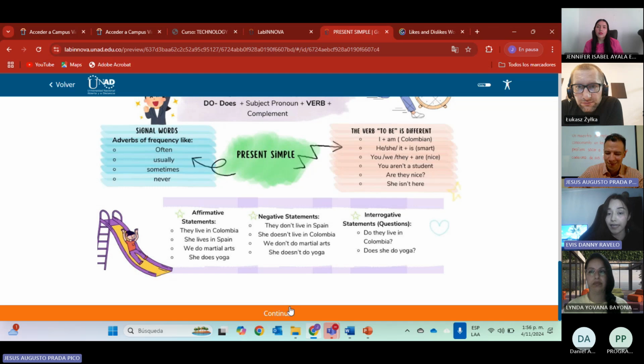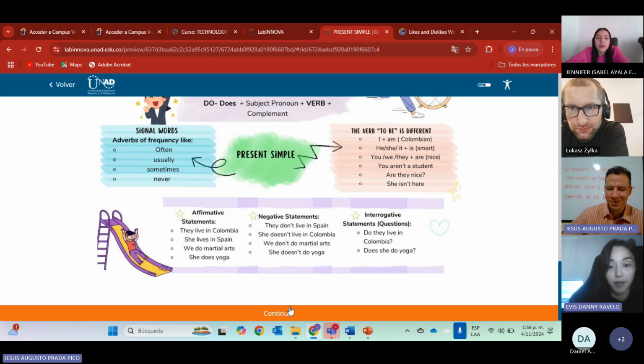So remember, in negative statements, even if we have the verb do, we cannot forget about the negation and using the helping verb. So it's not that I have do, so okay, it's hacer, but now if I put don't, it's not hacer. So please remember that if we have the verb do, you must use that after the negation. And now interrogative statements.